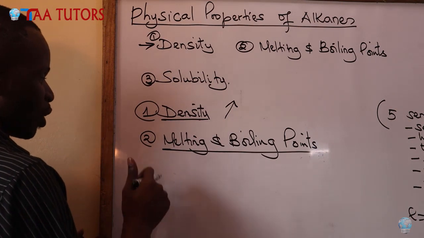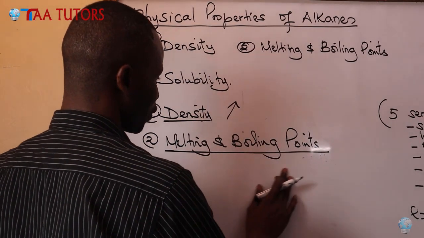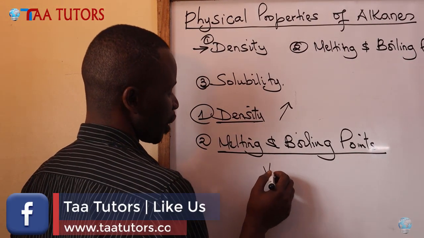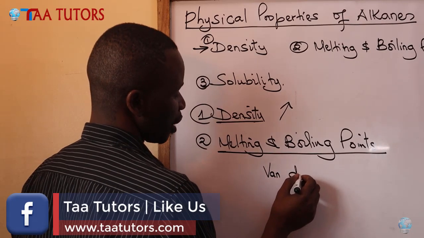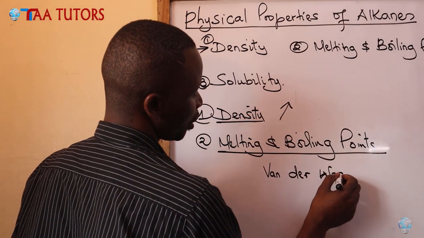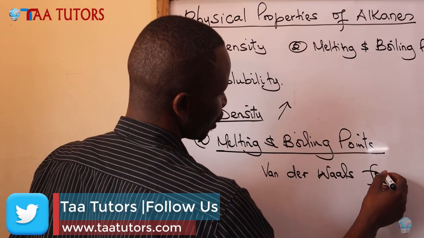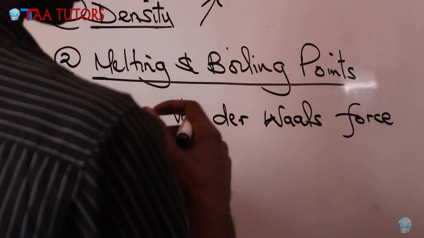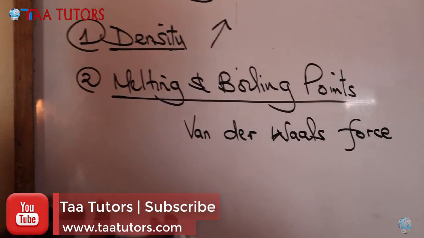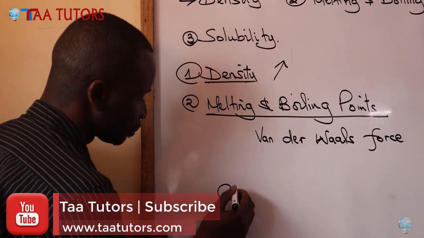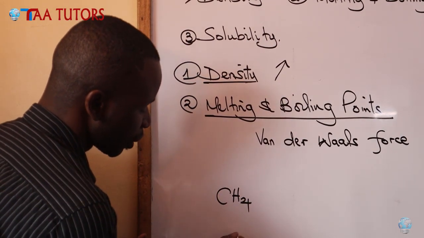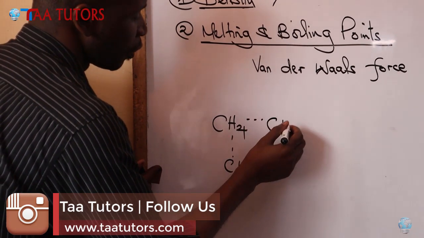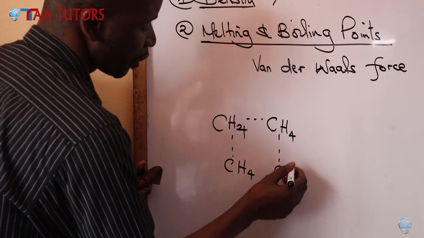When you come to boiling and melting points, we have to first of all understand simple molecular structure, where we said in simple molecular structure they have what we call van der Waals forces. Van der Waals forces is the sum total of the interaction of the forces between atoms in these particular molecules. So we know that this is methane, but this methane is connected to another methane molecule via what we call weak van der Waals forces or intermolecular forces of attraction.